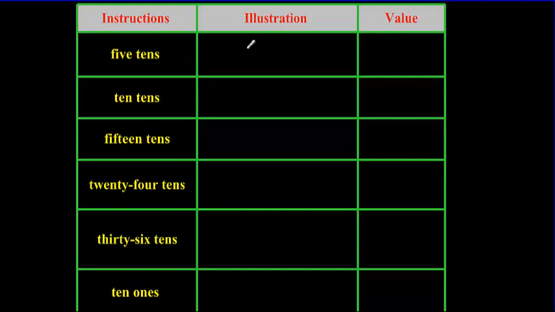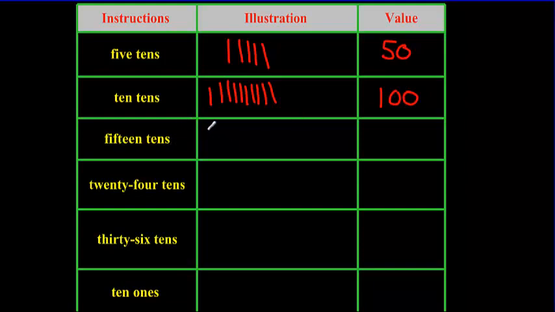All right, we're back. Your illustration for this should have looked like that. 5 tens is 1, 2, 3, 4, 5, and the value is 50. How about 10 tens? You should have drawn this. 1, 2, 3, 4, 5, 6, 7, 8, 9, 10, and the value is 100.